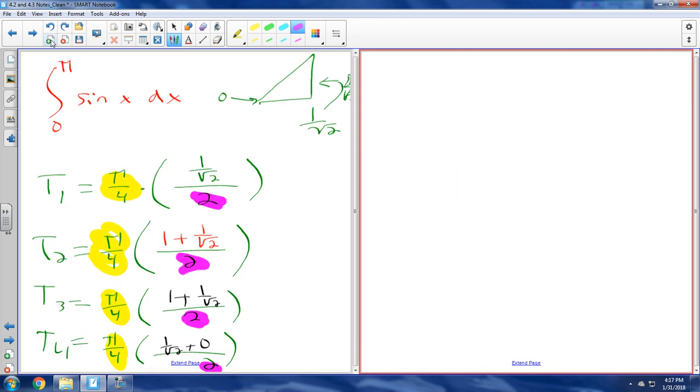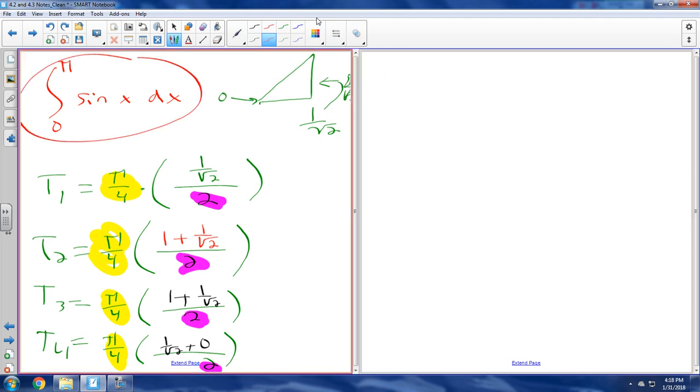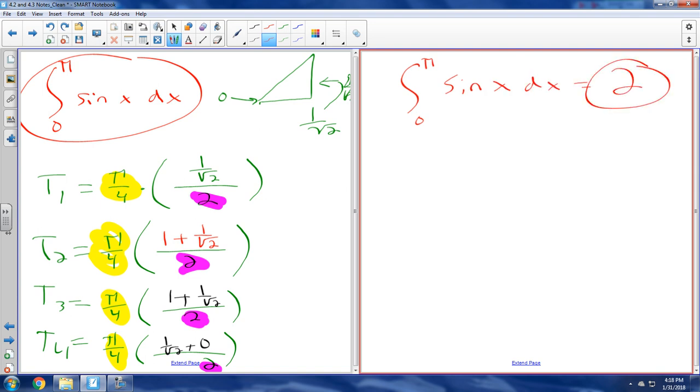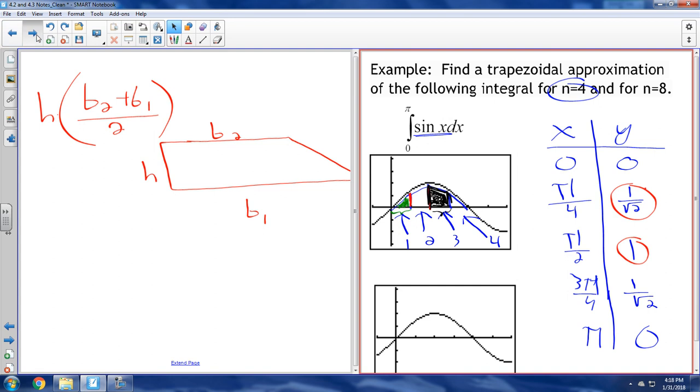Okay, so when you add all of those up, give me 1 second to tell you exactly what that area is going to be. Okay, so that whole integral, the integral from 0 to pi of sine of x dx, is equal to 2. So I'm hoping that when we did my approximation, we got a number close to 2. Okay, and if we look at it, do you think that number would be a little bit less than 2 or a little bit more than 2?